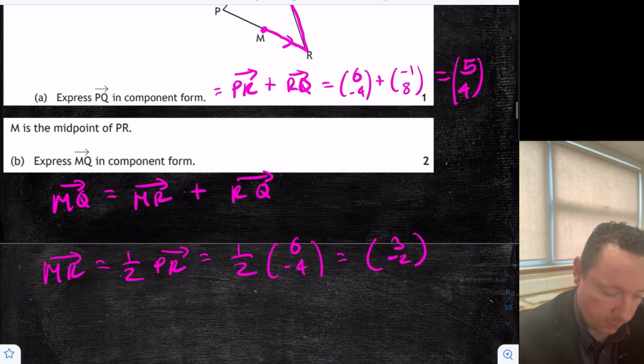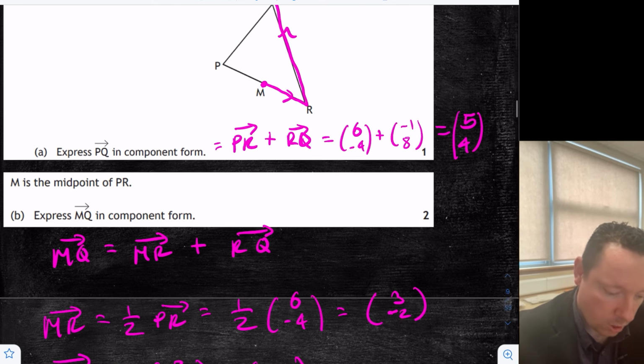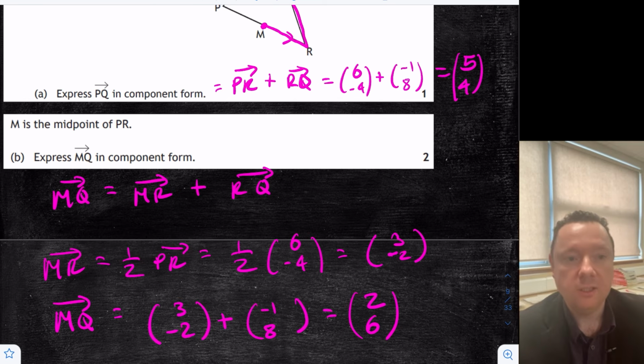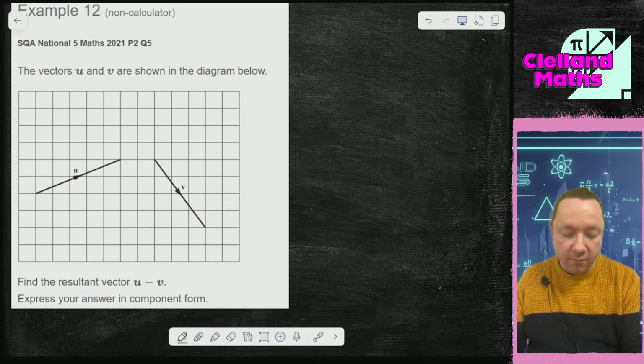And therefore M to Q equals our (3, -2) plus our R to Q, which is (-1, 8), which equals 3 minus 1 is 2, minus 2 add 8 is 6. (2, 6) is our final answer. Okay, example 12 on vectors.